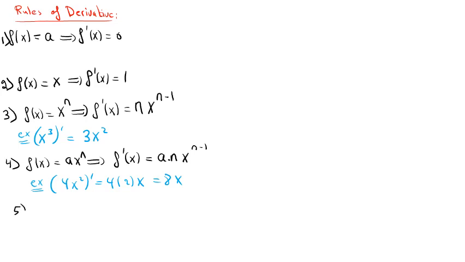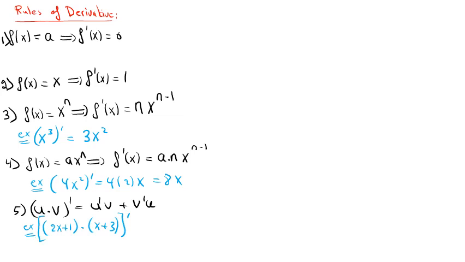Now if we have u times v, two functions in x, the derivative of u times v equals u prime v plus v prime u. Simple example, 2x plus 1 times x plus 3, we want to make the derivative. We can write first here u is equal to 2x plus 1, then u prime equals 2, v equals x plus 3, v prime is equal to 1.